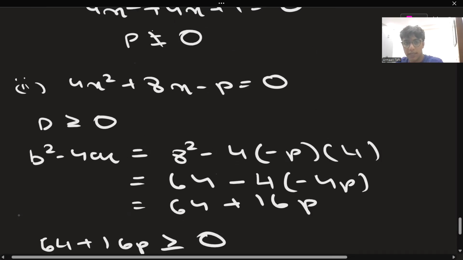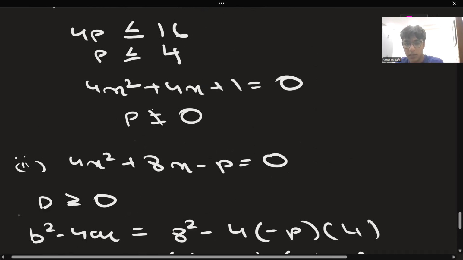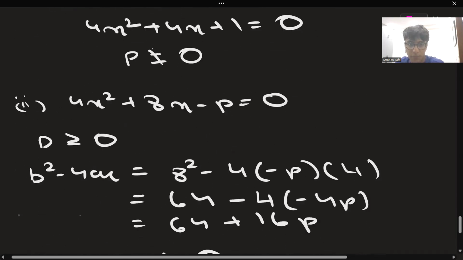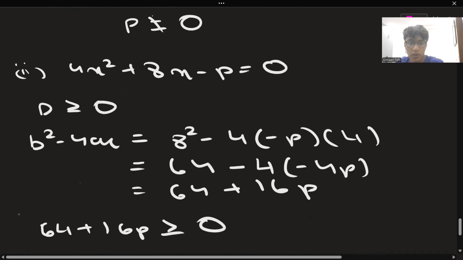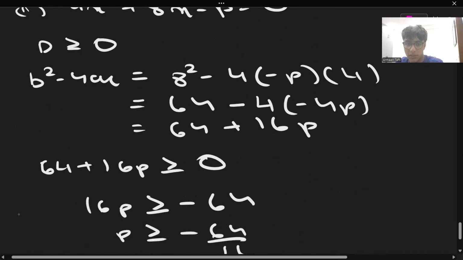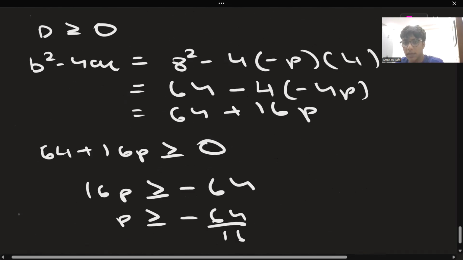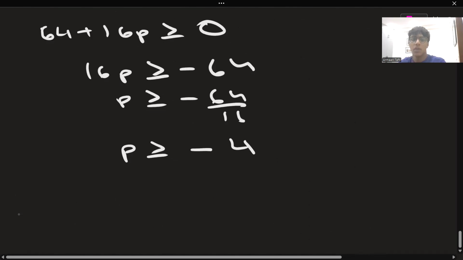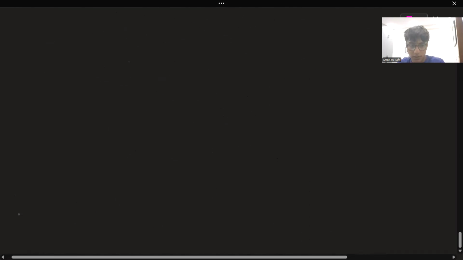Okay. If you want, we can test one value of this here as well. If it's greater than or equal to minus 4, let's put in 0 here. So if we put in 0, we have 4x squared plus 8x equals to 0, and yes, it does have real roots. So this also works.